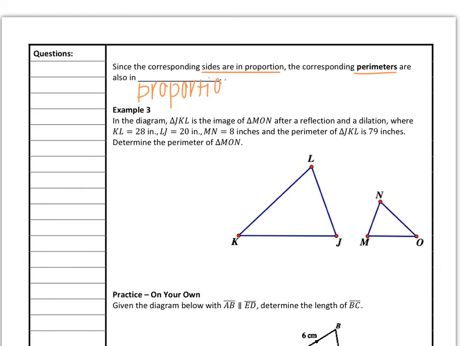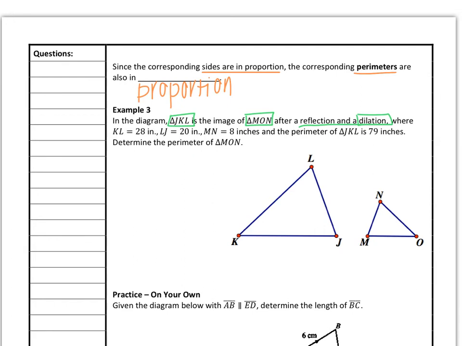So meaning that, think of that first example right on the very front page, how all the side lengths in that first triangle doubled. Well, that would then also mean that the perimeter is also going to double because the sides affect the perimeter. So number 3 here is an actual Regents question, and I want to make sure that you understand how to do it. It says in the diagram below, JKL is the image of MON after a reflection and a dilation. So seeing that word dilation right there means we're going to have similar triangles.